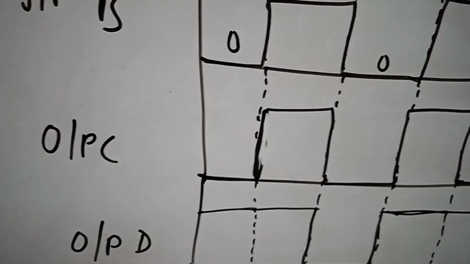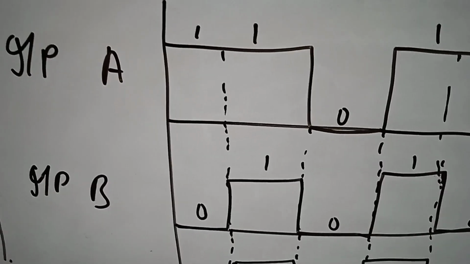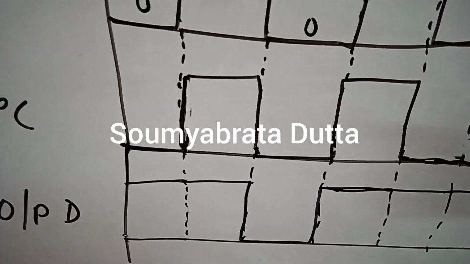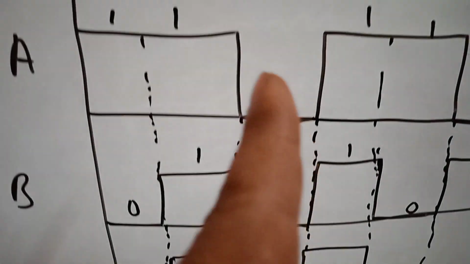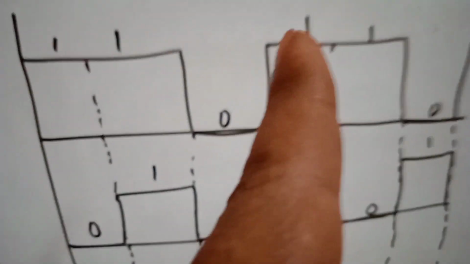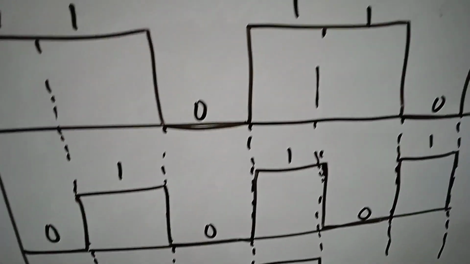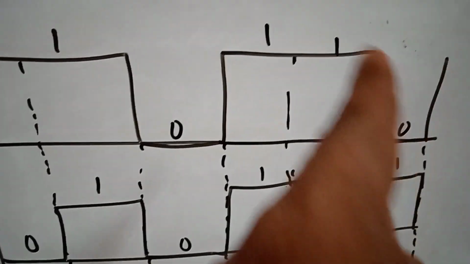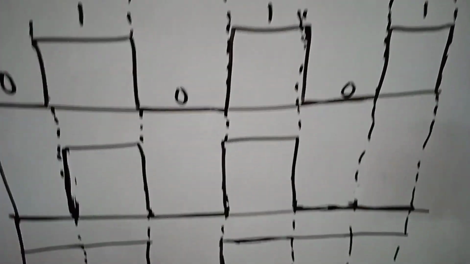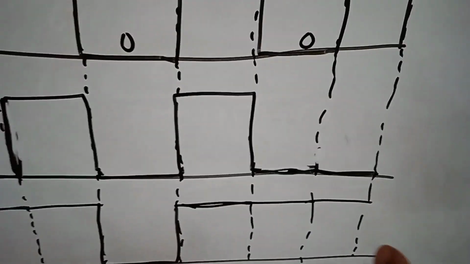Now output D will be, that means when A and B are passed through an OR gate, then what will happen? 1 plus 0 is 1. Then 1 plus 1 will be 1. Very good. Here 0 and 0 will be 0. Here 1 and 1 is 1. And next, 1 and 0, that means 1 plus 0 is 1.